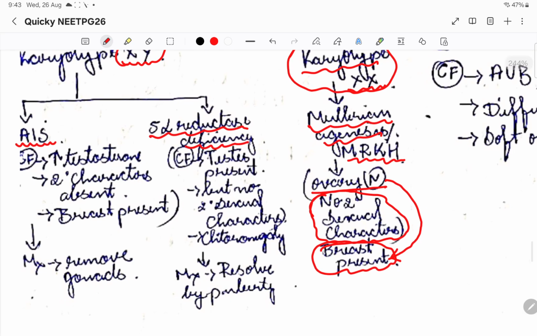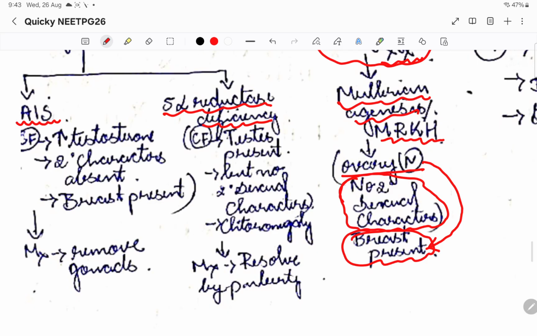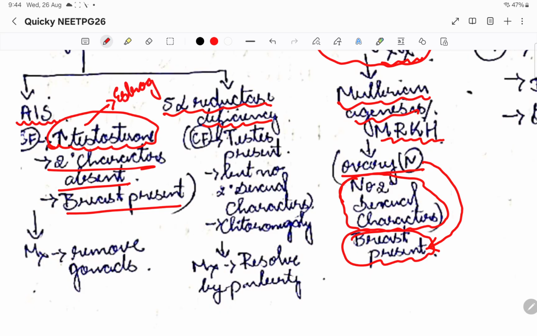Androgen insensitivity syndrome: testosterone was supposed to develop all the secondary sexual characters, right? Here androgen is not able to act on those particular receptors. So the testosterone is high but there is insensitivity to testosterone. That is why the secondary sexual characters will be absent, whereas the breast will be present because the testosterone will be getting converted into estrogen. Estrogen is important for the development of the breast, right? So that is why the breast is present in AIS.